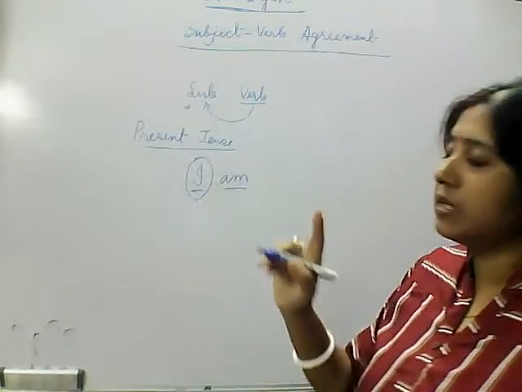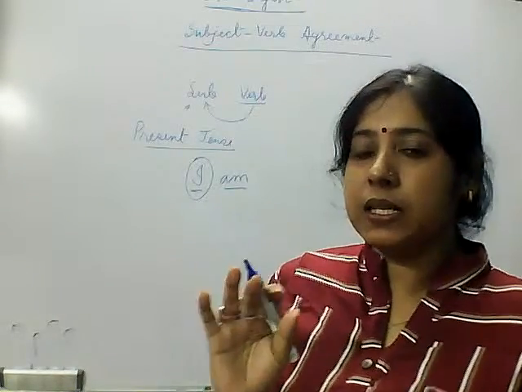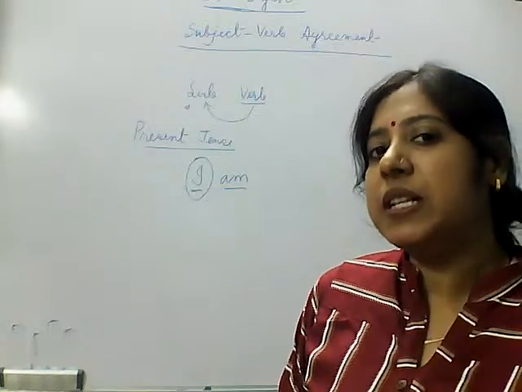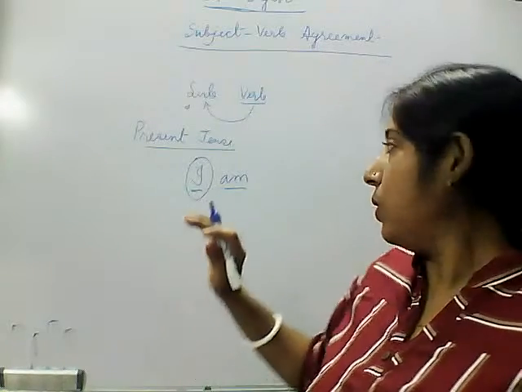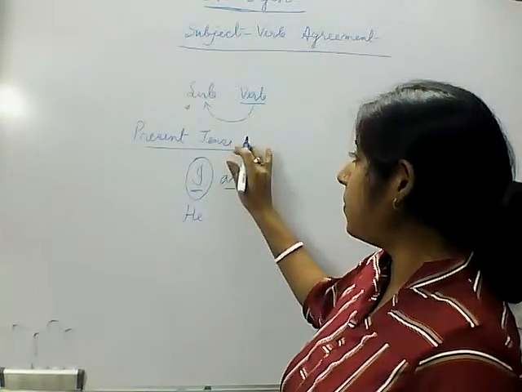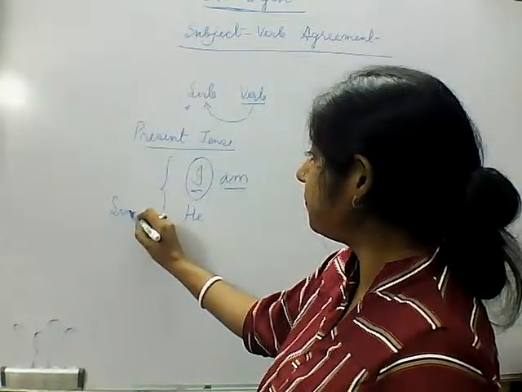This is the first rule you remember. If the subject is singular, then the verb will also be singular. This is the first rule. So suppose here I am writing "he," then it is present tense and a singular verb. This is the singular verb.